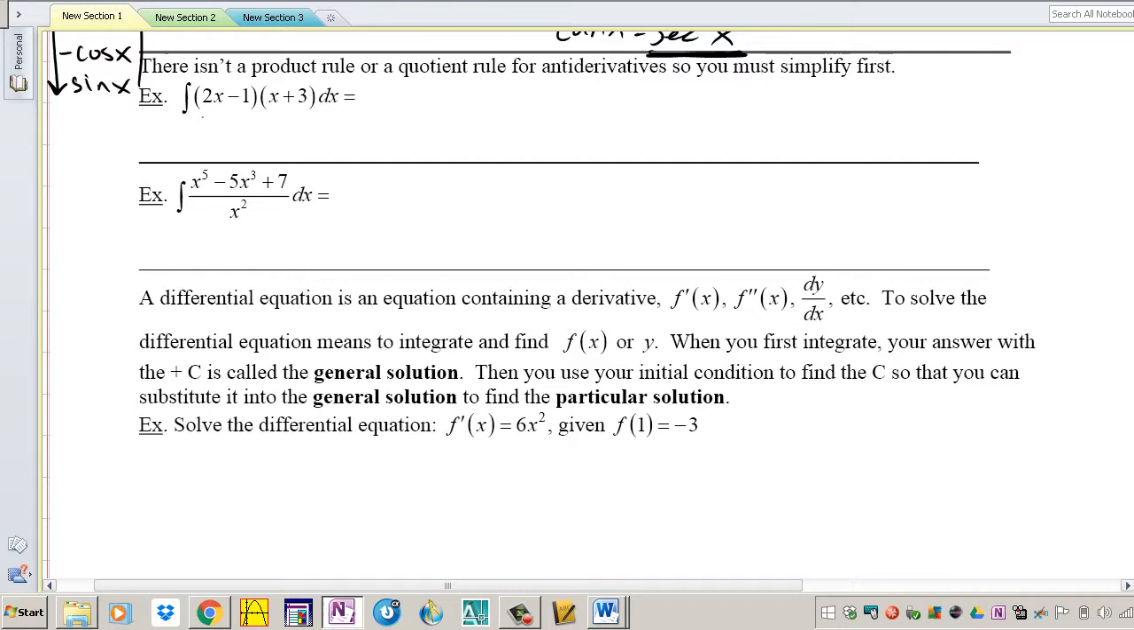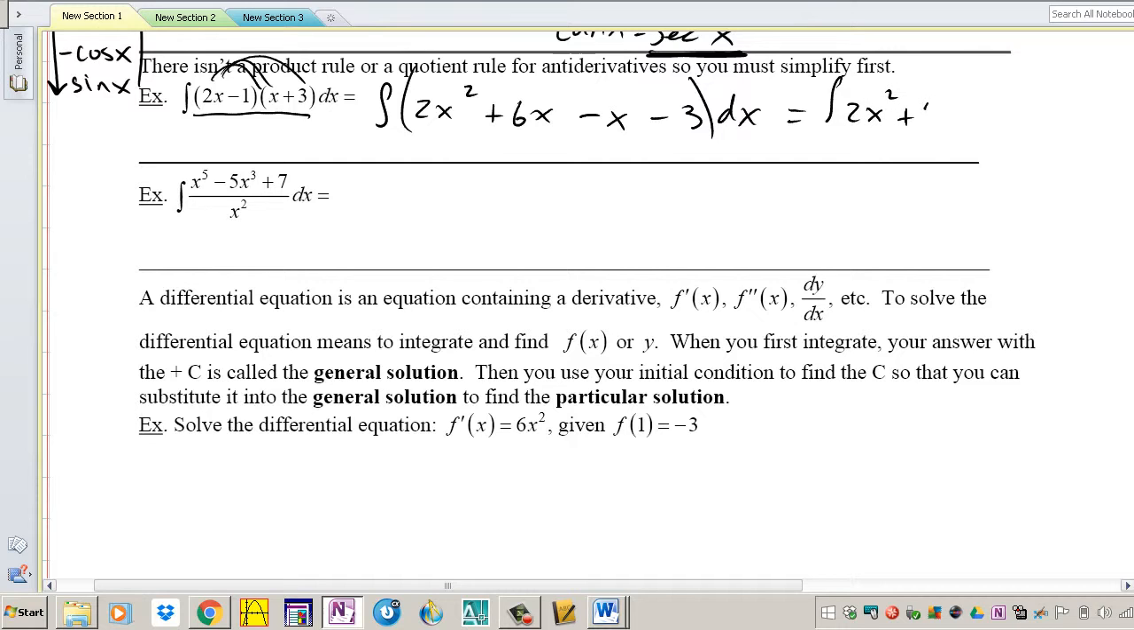So like I mentioned on the last page, there's not a product rule for integration. So don't do product rule. Instead, use the FOIL and then integrate. So let's go ahead and FOIL. That is going to be 2x squared plus 6x, negative x and then negative 3. And then combine like terms so that you get the integral of 2x squared plus 5x minus 3 with respect to x. Now take the antiderivative of every term. You're going to get 2/3 x to the third plus 5/2 x squared minus 3x, and then of course plus c.